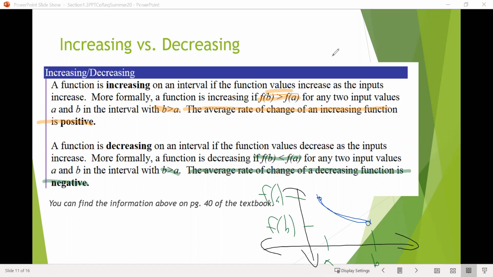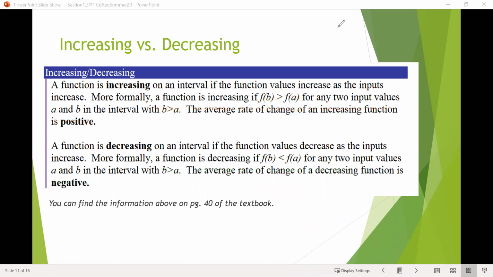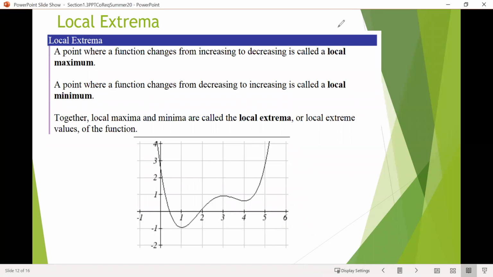Now, increasing and decreasing help us identify what are called local extrema on the graph. This formal definition says that a point where a function changes from increasing to decreasing is a local max. A point where a function changes from decreasing to increasing is called a local min.